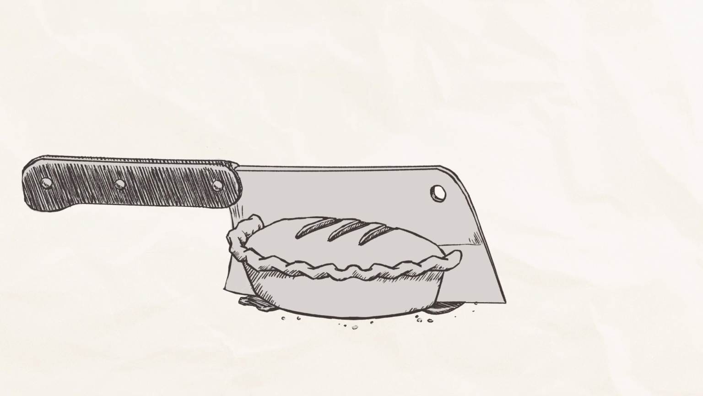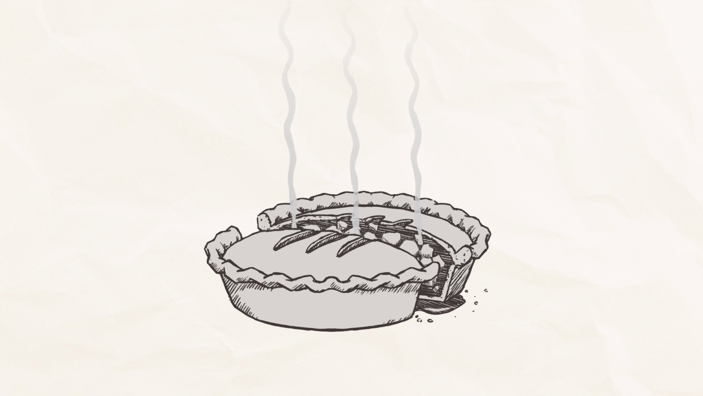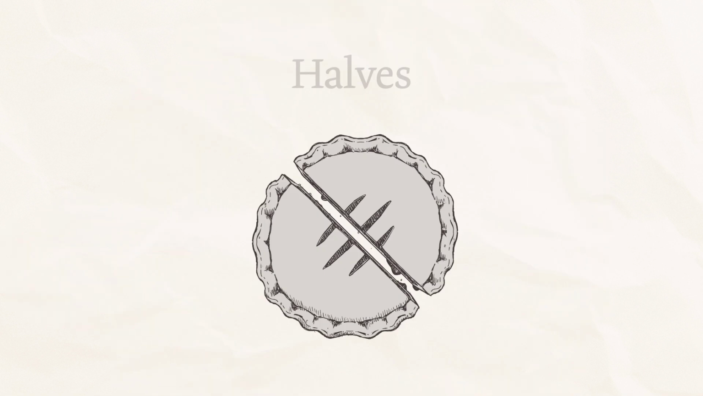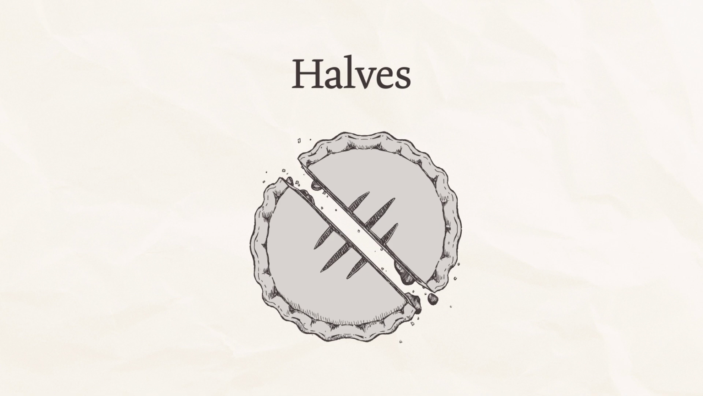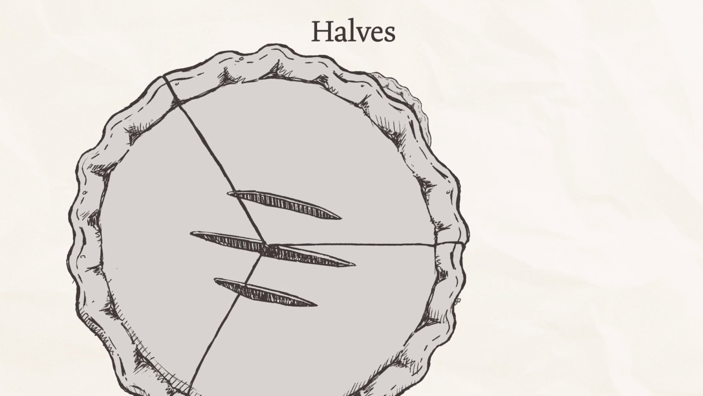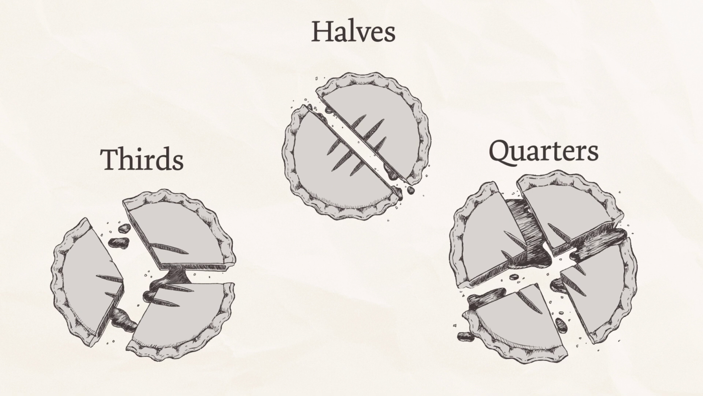I can cut it in half and give half to my friend. I can eat the other half. So far, no problem. Our normal language has ways of talking about things like halves. We can talk about thirds, quarters, and so on.